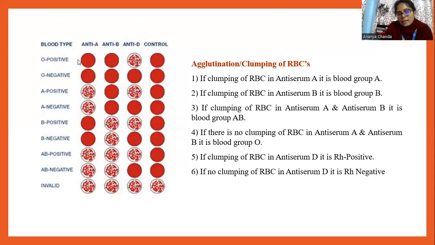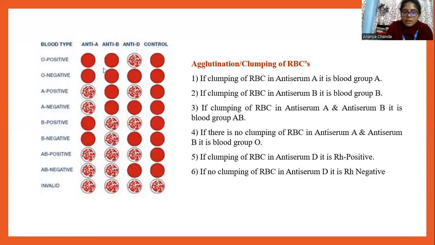So what we can estimate, as we have read in the previous slide, is that a person with blood group O does not have any A or B antigen, right? But it produces anti-A and anti-B antibodies. So as the blood of an O positive person has no A or B antigen, when we give antibody A and antibody B, there is no reaction.